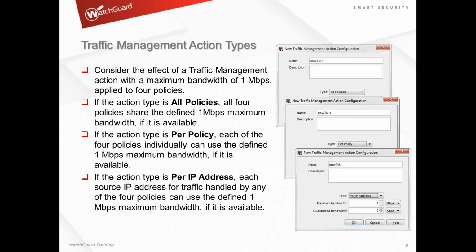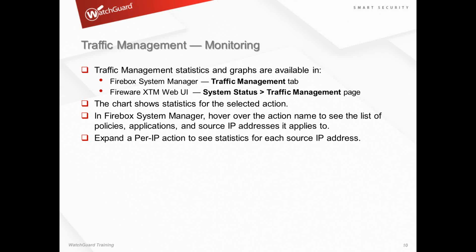Just to delve in a little bit deeper on the action types, if it's all policies, all 4 policies will share that defined 1 megabit per second maximum bandwidth if it's available. If it's per policy, each of the 4 policies individually can use the defined 1 megabit per second maximum bandwidth, and then obviously the per IP address, each one can use 1 megabit per second.